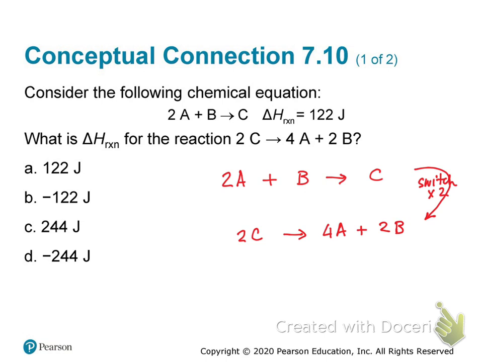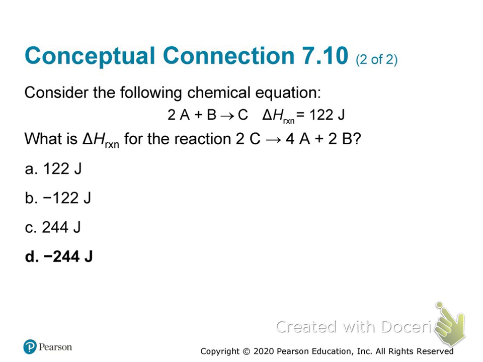When a reaction is switched, products and reactants are switched, what happens to the enthalpy? The enthalpy changes sign. So the enthalpy of the bottom equation has to be the negative of the first. But not just that. Since the second equation is 2 times the first, we have to change the sign and also multiply that result by 2. So the answer is negative 244 joules.